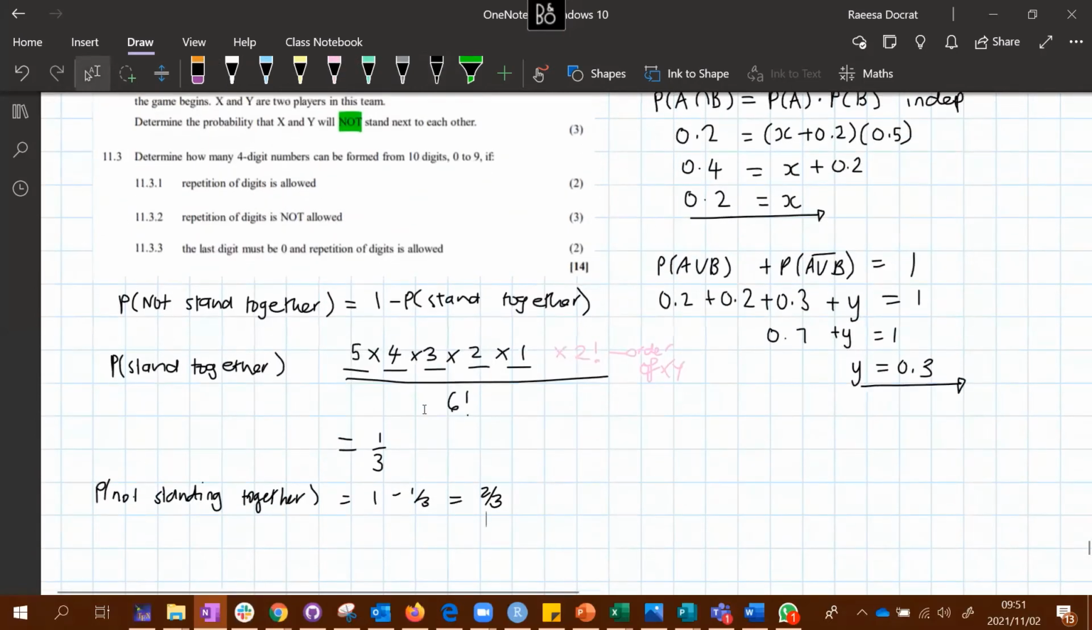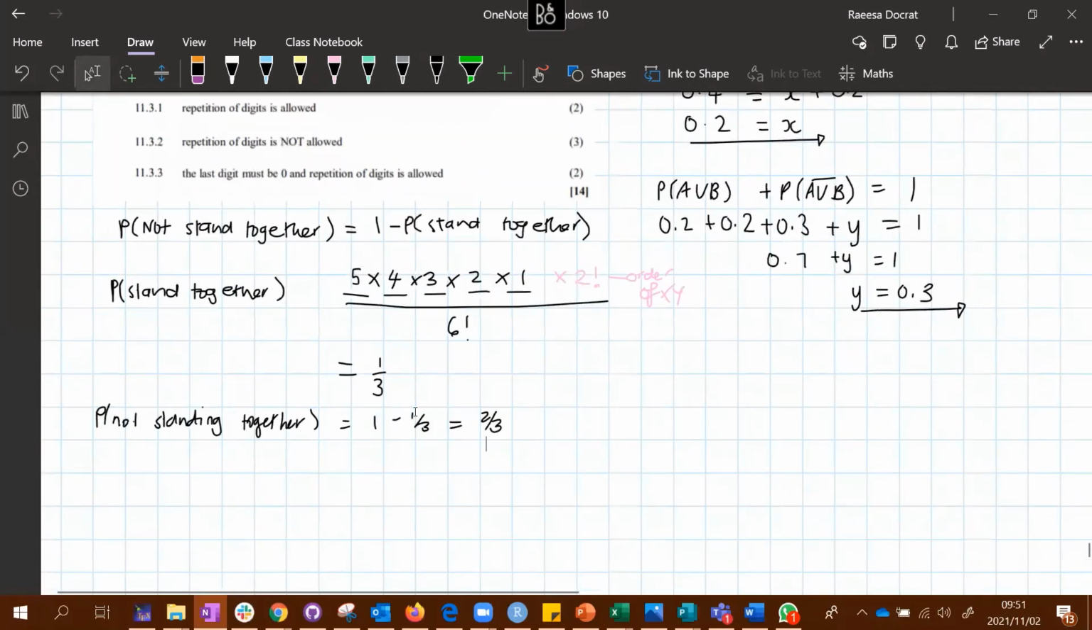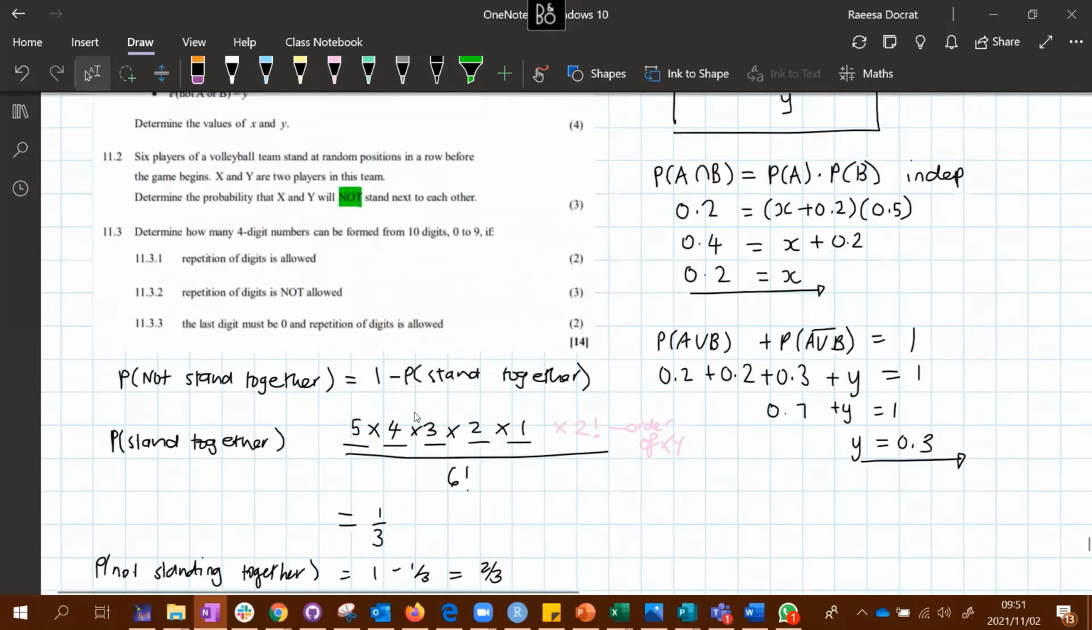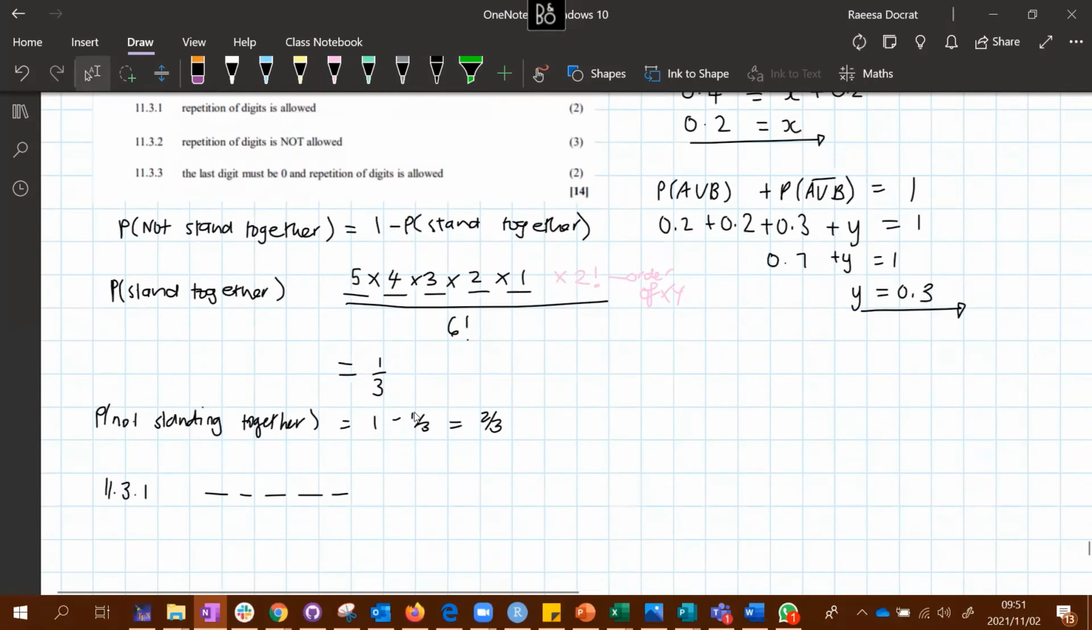Then it says determine how many 4-digit numbers can be formed from the 10 digits 0 to 9 if repetition is allowed. So for 11.3.1, we want a 4-digit code. And this time repetition is allowed. So we have 10 options for the first one. We're still going to have 10 options for the second one, 10 options for the third one, because we're allowed to repeat. So it's 10 to the power of 4.